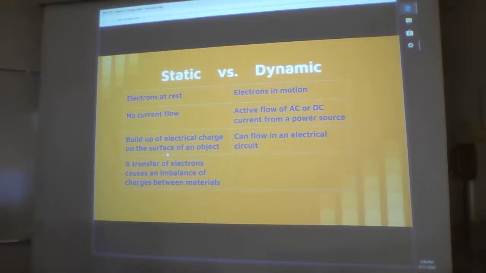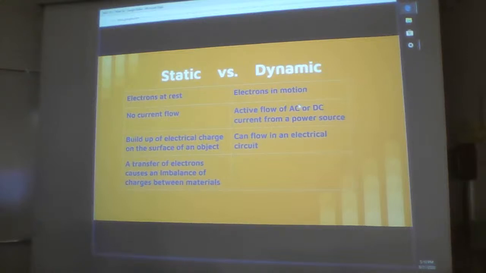Static electricity is a buildup of electrical charge on the surface of an object. So it builds up especially when two objects can build up that charge off of each other when they're rubbed together, when those two objects touch one another and they have this transfer of electrons, which is the last one here. A transfer of electrons causes an imbalance of charges between materials. So those are the characteristics of static. Dynamic electricity can have an active flow of AC or DC current from a power source. Static electricity cannot.